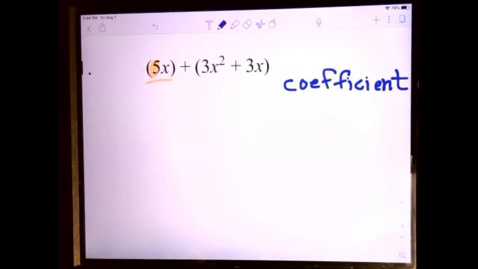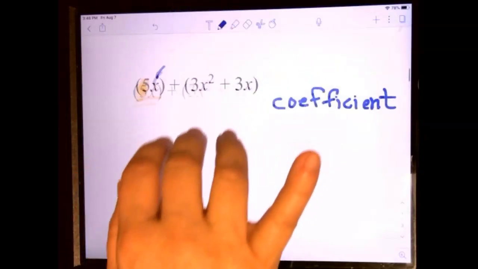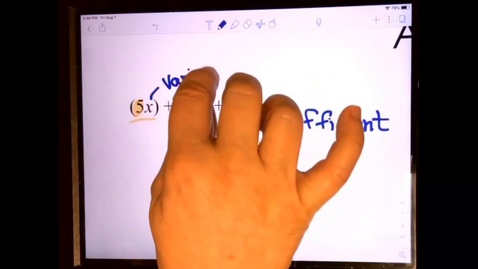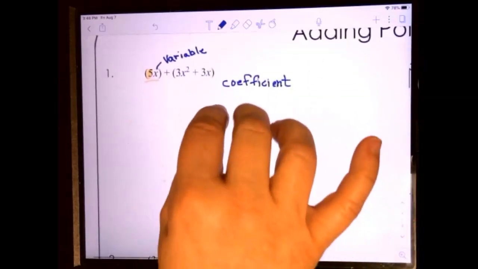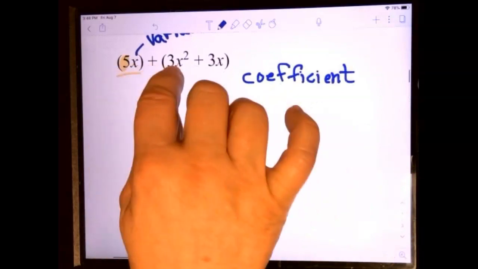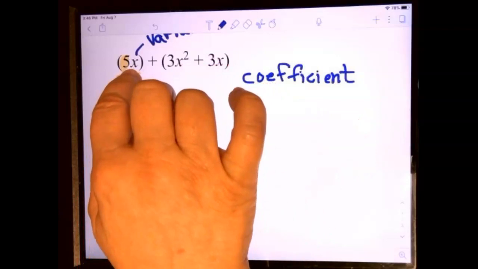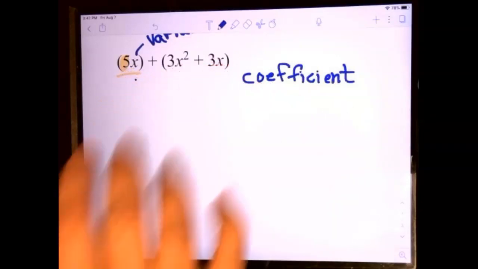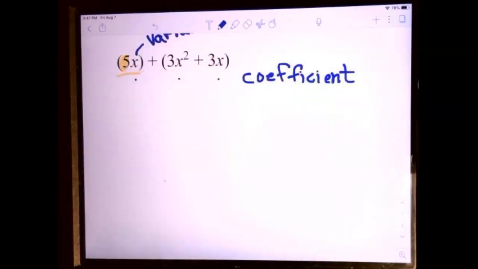The coefficient is the number in front of a variable, and the x is called the variable. That's because we don't know what it is. It could vary. It could be one thing one time and a different thing another time. But one thing for sure, x is always x. So if this x is 3, then this x is 3, and this x is 3. If this x is 1, then this x is 1, and this x is 1.